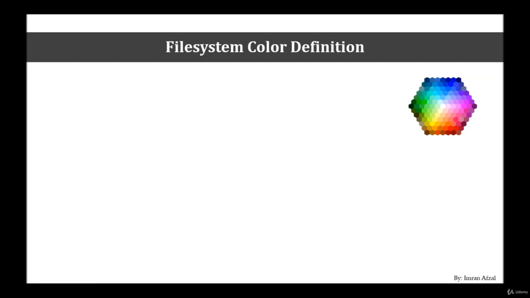File system color definition. Hello everyone, and this is the lecture where I am going to cover how each file or directory changes its color in Linux environment. When you run ls -ltr or ls -l or any other option that will give you the listing of files and directories, you notice that each file or directory or link is showing up in different colors. So what do those colors really mean, and how are they identified in Linux environment?